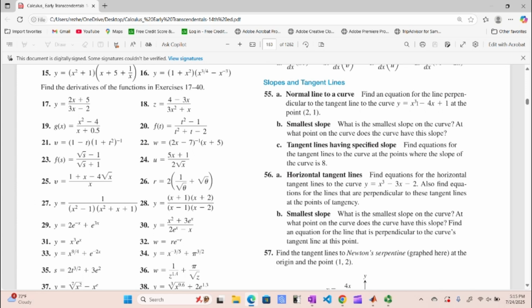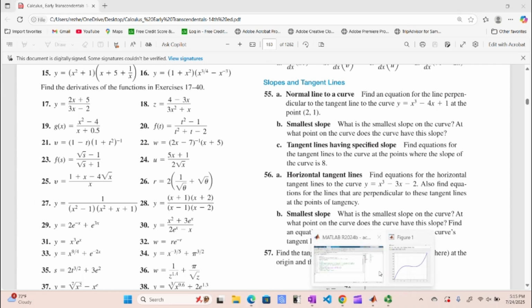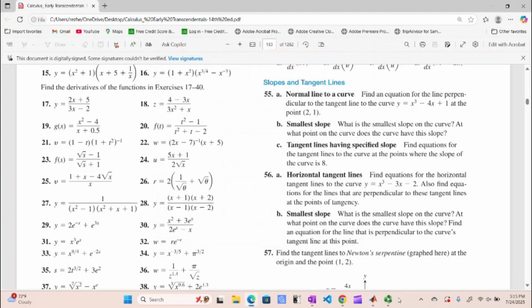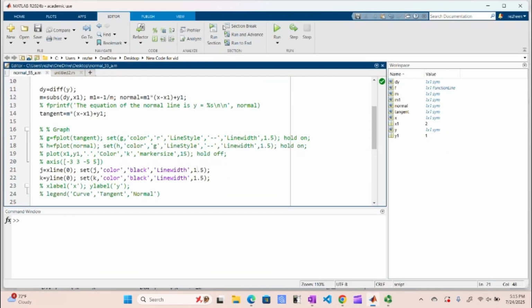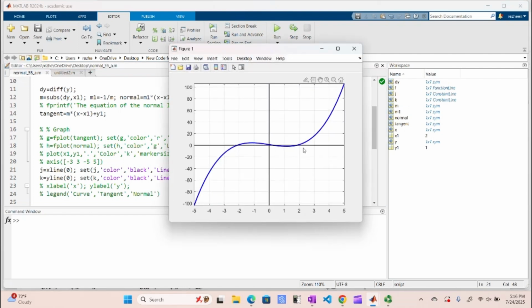So we had this curve, y equals x cubed minus 4x plus 1. We graphed all three things together: the curve, the normal line, and the tangent line. Let's run it again, but with the curve only, not the tangent or the normal. So we're looking at this curve, and at what point it has the smallest slope.